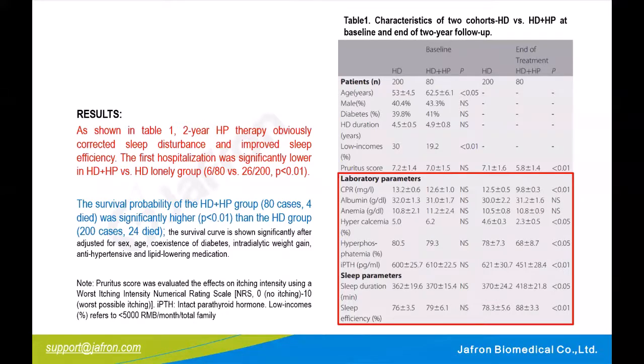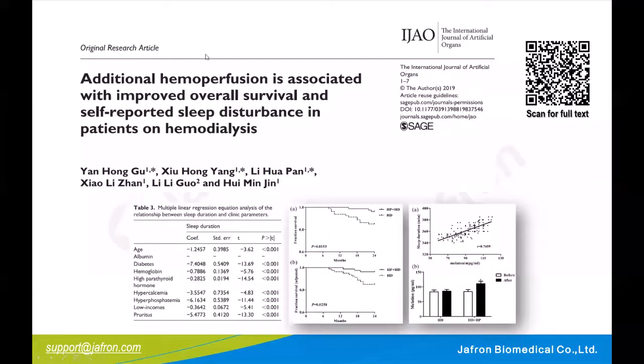Okay. So also for the survival rate, they evaluated the survival rate and found that in the hemoperfusion plus hemodialysis group, there was a significantly higher survival probability compared with the hemodialysis group. And finally, the doctors enrolled more patients and finished this study.